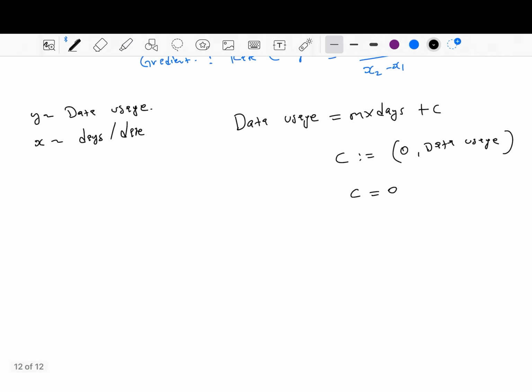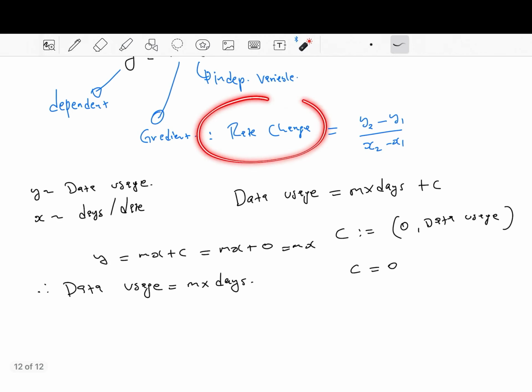So now what you're left with is data usage equal to a gradient times days. That is the equation that you're going to use, which is essentially y is equal to mx plus c. In this case it is mx plus 0, which is equal to mx, because c is 0. So you have mx. Now we need to figure out what m is, and m is a gradient. And to be able to find a gradient, you need to be able to find a rate. You say the gradient is a rate of change, right?